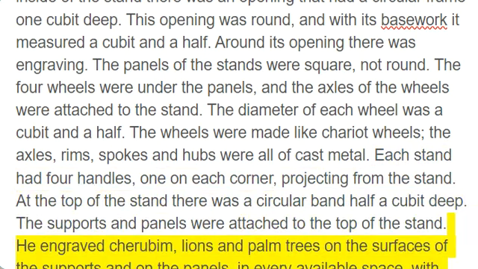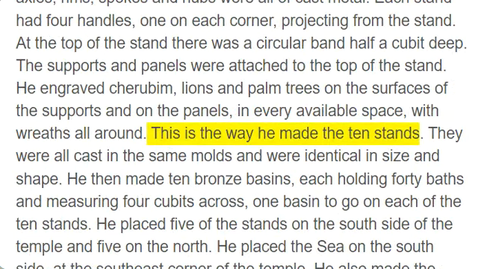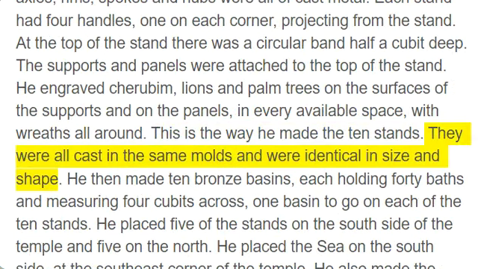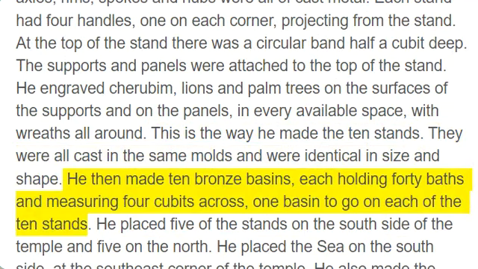He engraved cherubim, lions, and palm trees on the surfaces of the supports and on the panels, in every available space, with wreaths all around. This is the way he made the 10 stands. They were all cast in the same molds and were identical in size and shape. He then made 10 bronze basins, each holding 40 baths and measuring 4 cubits across, 1 basin to go on each of the 10 stands.